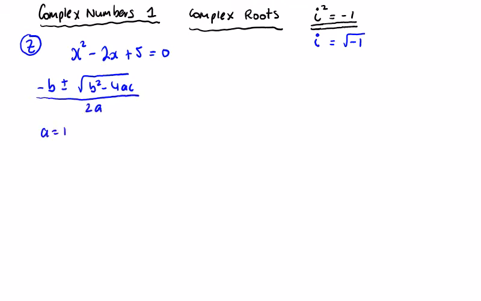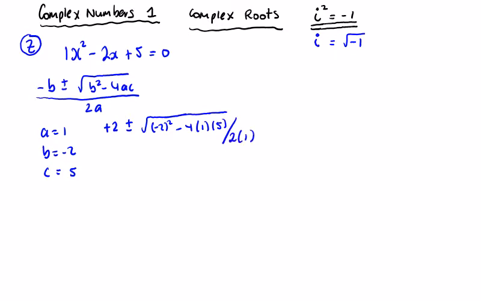a is equal to 1, coefficient of x squared. b is equal to minus 2. And c is equal to 5. So plus 2, minus minus 2, plus or minus the square root of b squared, so minus 2 squared, minus 4 times a, which is 1, times c, which is 5, all divided by 2 times 1, 2a. So we're going to get 2 plus or minus the square root of, now this is what happens in complex numbers, we get a minus number inside the square root sign. We're going to have 4 minus 20, which is minus 16, which up until now we have not been able to get the square root of, but in complex numbers we can.